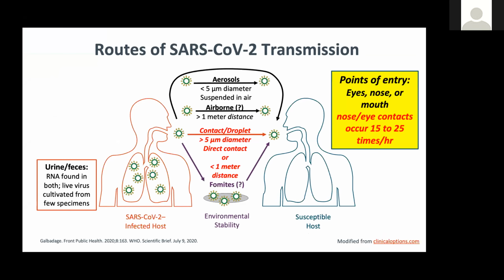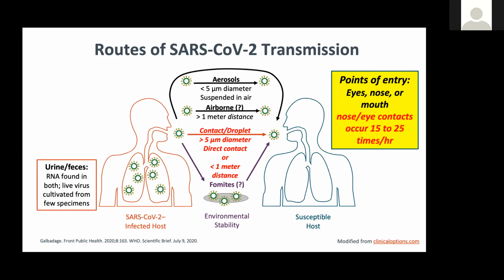So if you look at the roots of SARS-CoV transmission, yes, you can find it in the urine, yes, you can find it in feces, but if you're the person on the left and you're an infected host, the major sources of transmission are felt to be contact or droplet, and typically these are droplets greater than 5 micrometers, and these typically don't travel more than a meter. You can get aerosols. These are smaller, these are airborne, and we'll talk a little bit about these nuances. So if you're the susceptible host, the major points of entry are eyes, nose, and mouth.